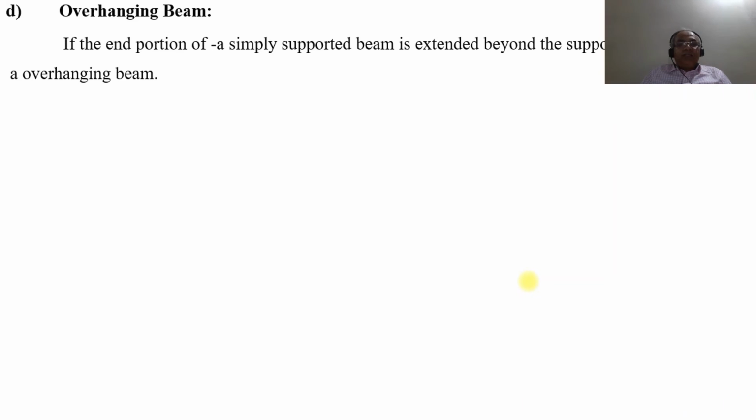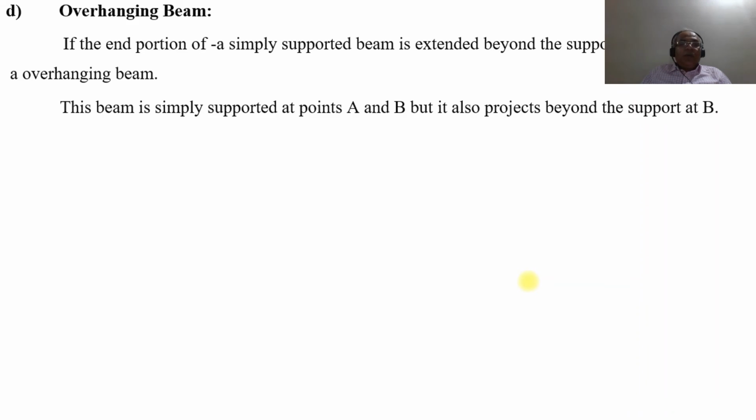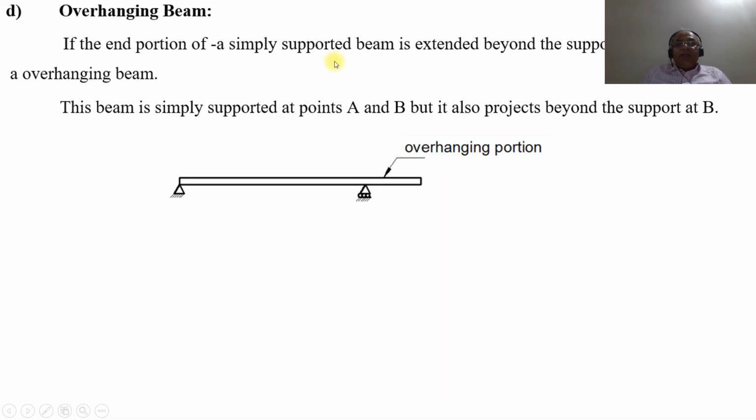Then we have an overhanging beam. If the end portion of a simply supported beam is extended beyond the support, it is called an overhanging beam. This beam is simply supported at points A and B, but it also projects beyond the support at B. That means one end is pinned and the other has a roller support, but it also projects beyond the support at point B, so it is called an overhanging beam.